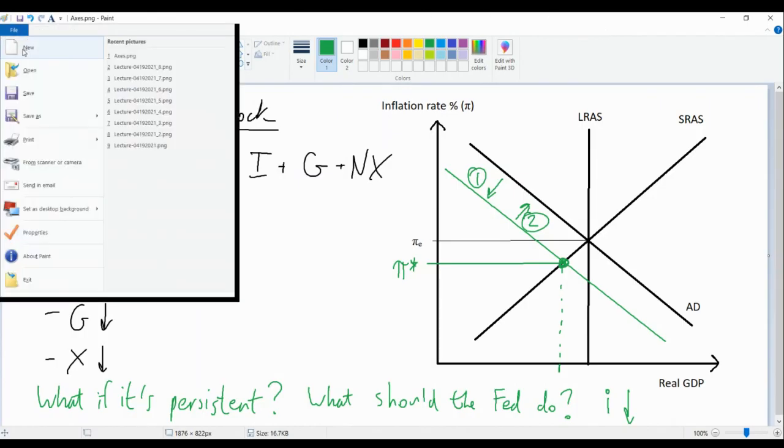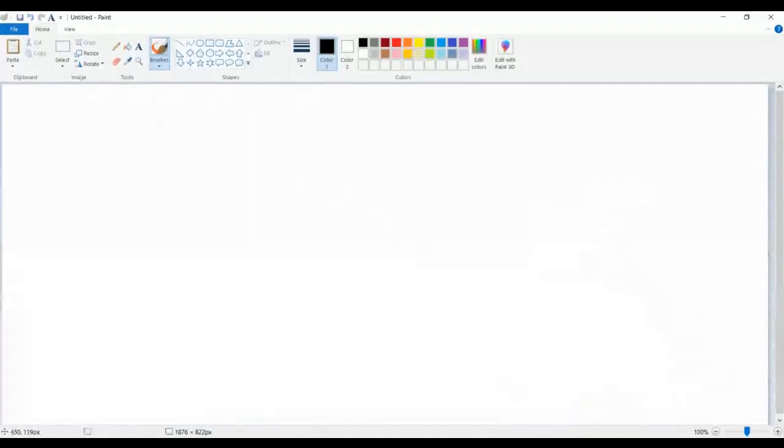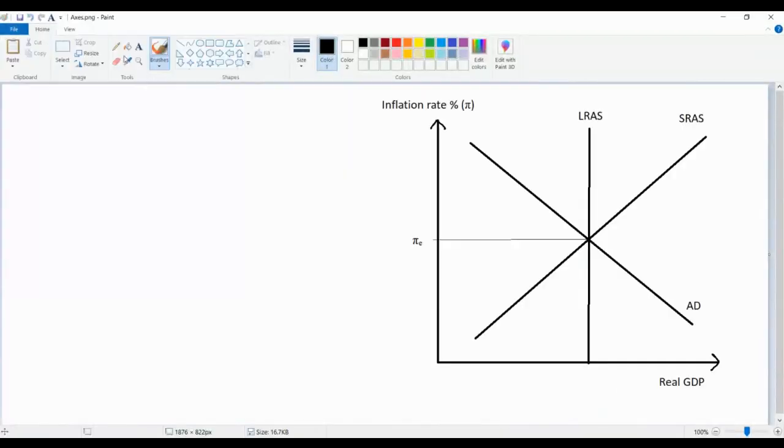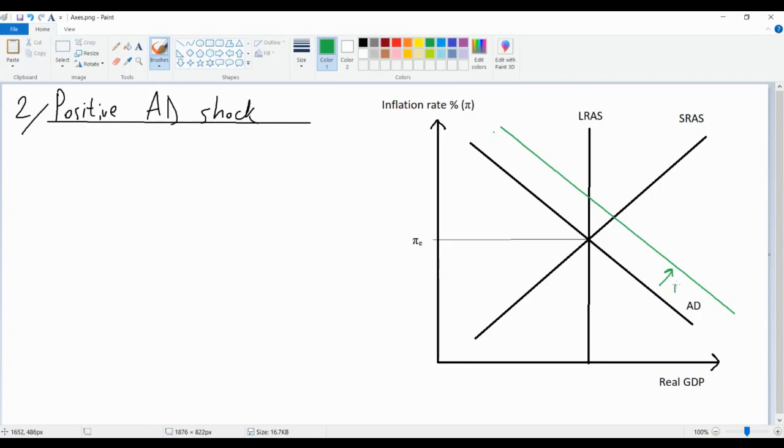If not, then let's move on to number 2. What's scenario number 2? Well, we just looked at a negative demand shock. Now let's look at a positive demand shock. What's a positive shock? Positive means that it increases GDP. So that would be something that increases spending and shifts the demand curve over here.